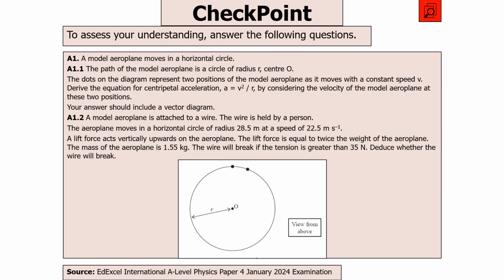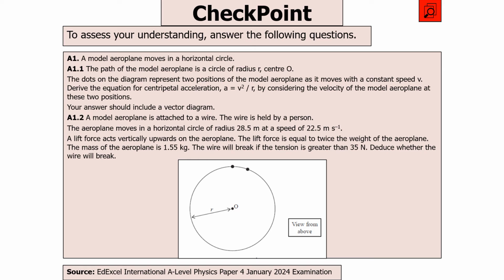The next question says, a model aeroplane moves in a horizontal circle. The path of the model aeroplane is a radius of r. The dots on the diagram represent 2 positions of the model aeroplane as it moves with a constant speed v. Derive the equation for the centripetal acceleration a equals v squared over r by considering the velocity of the model aeroplane at these 2 positions. Your answer should include a vector diagram.